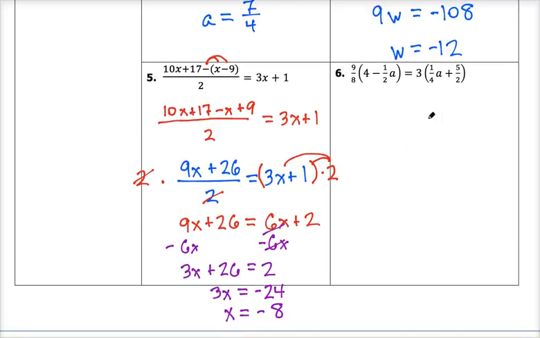Okay, for number 6, I want you to pause the video and try this one on your own. Don't get freaked out by the fractions there. Okay, the steps work the same. Once you think you have a correct answer, I want you to go ahead and click play to check.